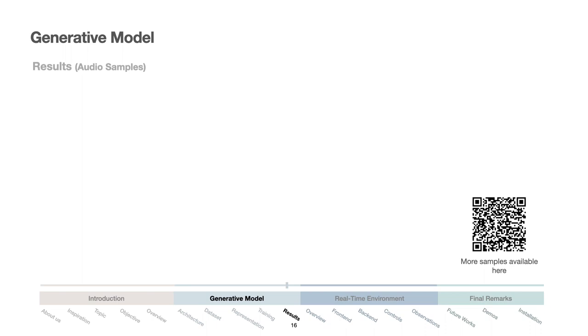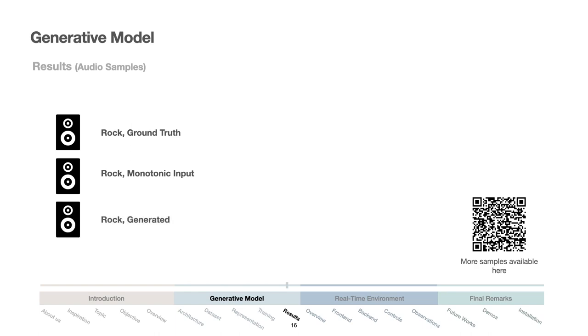Let's listen to some of the obtained generations from the trained model. In these examples, a drum sample from the dataset is selected. The sample comes from the validation set, so it hasn't been used during the training process. Here's a rock sample from the dataset. We flatten the sample into a monotonic groove. Then this groove is fed to the model to come up with a generation. Let's listen to another example from another style.